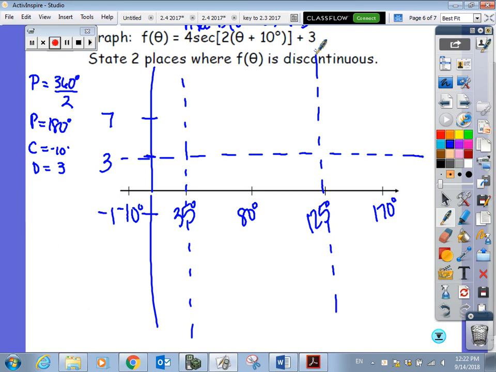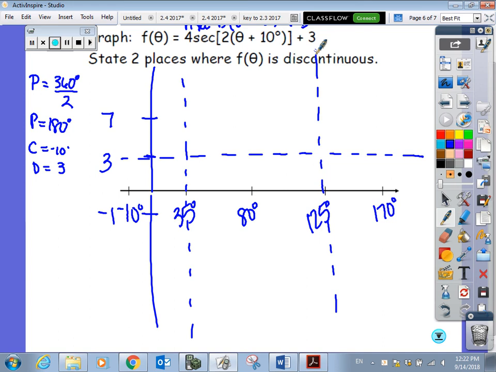So let's plug in 35. 35 plus 10 is 45 degrees. 45 degrees times 2 is 90. The secant of 90 degrees, that's up at the top. X equals 0 at the top. The secant is the reciprocal. The reciprocal of 0 is undefined, so we put it in the right place.